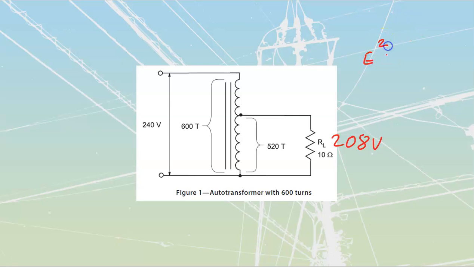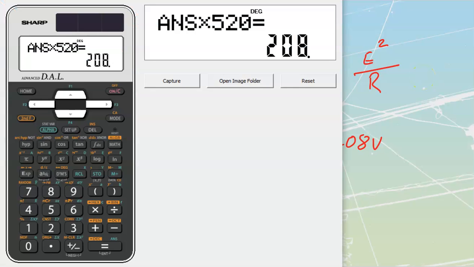Can't draw number 2 here apparently today. I have practiced E squared over top of R. So I'm going to go and take 208 squared divided by 10 ohms. That's going to tell me the total amount of power.